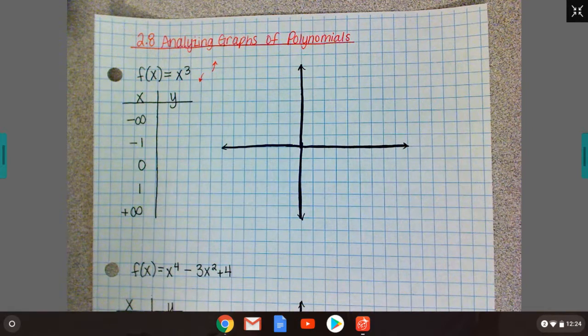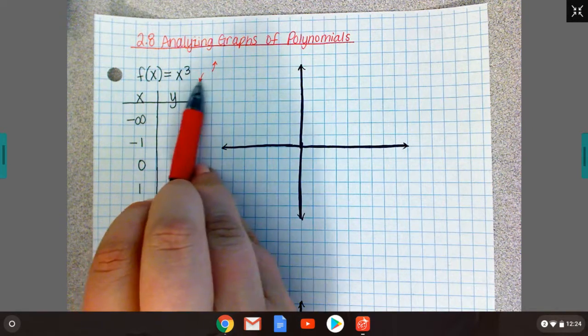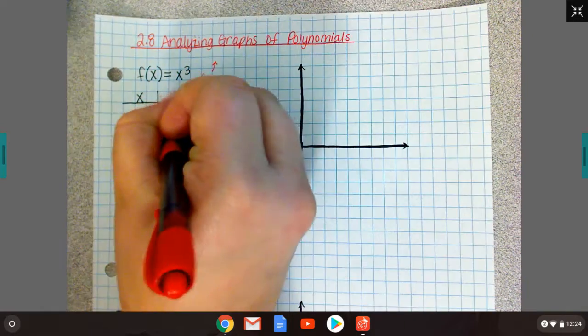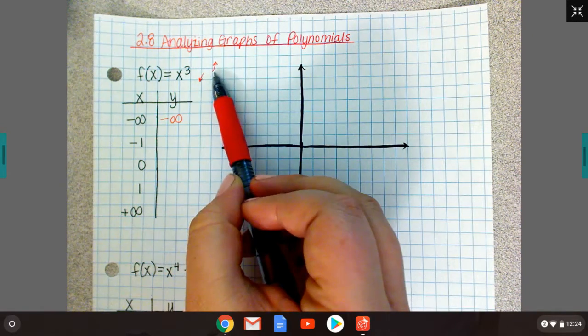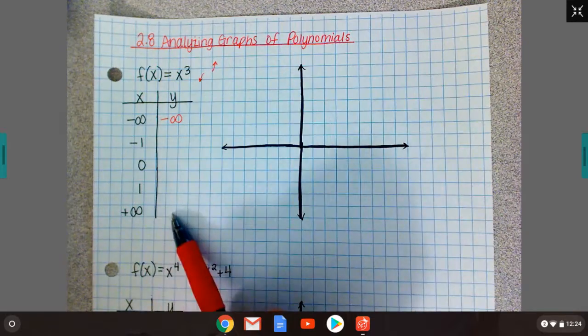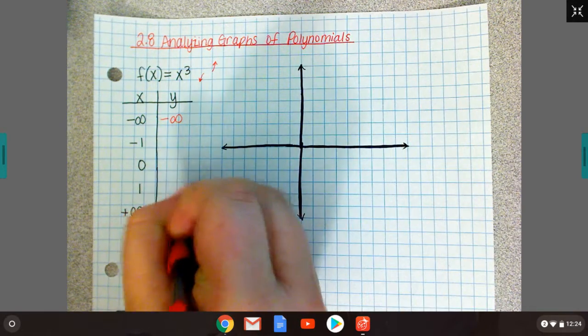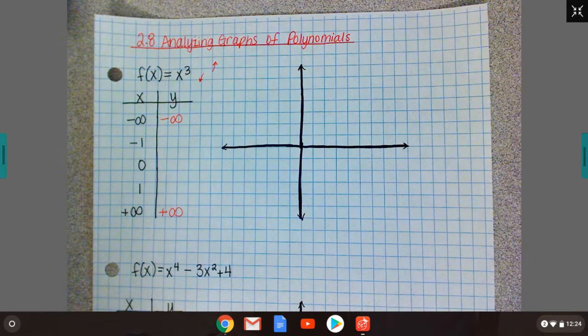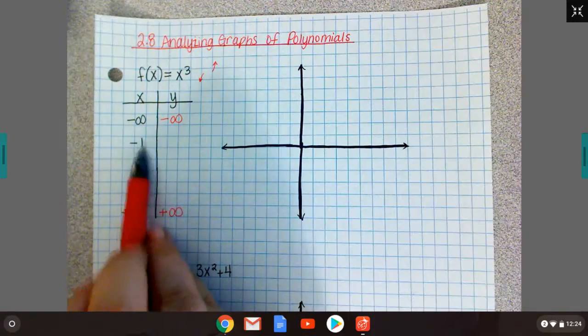The ends are telling me that as x heads to the left, this is going to head towards negative infinity. And as x heads to the right towards positive infinity, y is also going to head towards positive infinity. So I know that much, so that'll help me finish my graph. And then let's get some points for these guys.